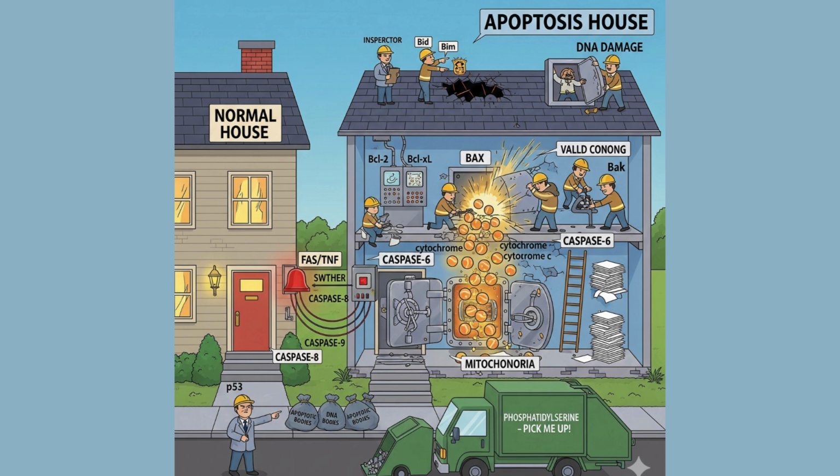apoptotic bodies. And finally the garbage collection, that is the removal phase. It cannot be kept lying there disturbing the neighboring houses. So someone has to clean it. These apoptotic bodies are wrapped in membranes with signals like phosphatidylserine flipped outside. This is the garbage tag that macrophages recognize. Macrophages come and quietly clear the debris, so no inflammation.